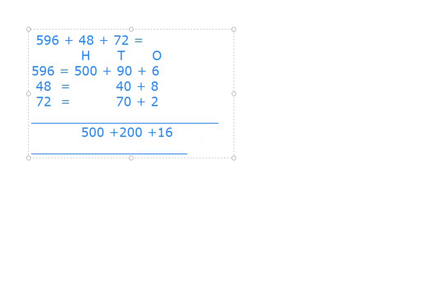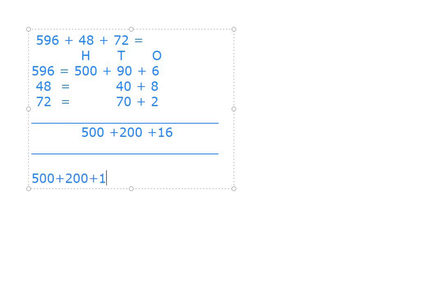Moving towards my next step, I will add my answers, that is 500 plus 200 plus 16. That will be 716. 500 plus 200 is 700, and 700 plus 16 is 716. So this is my ninth step.